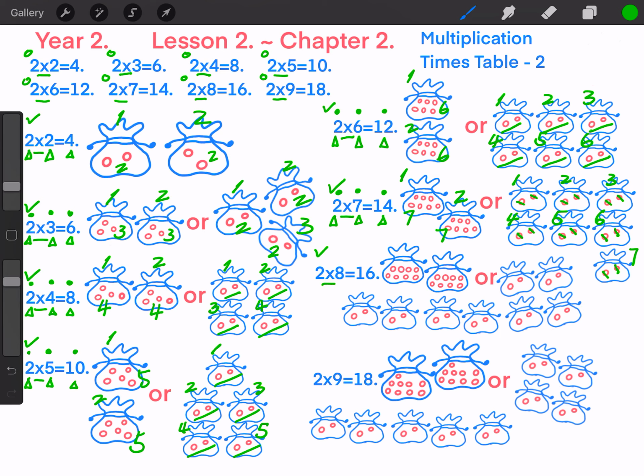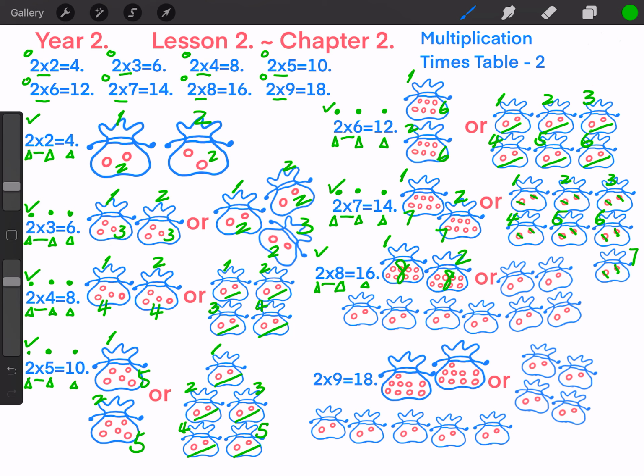2 times 8 equals to 16. First possibility, there are 2 bags. Bag 1, bag 2. In each bag, there are 8 marbles. 8 marbles in bag 1. 8 marbles in bag 2. So totally we have 16 marbles. 2 times 8 equals to 16.